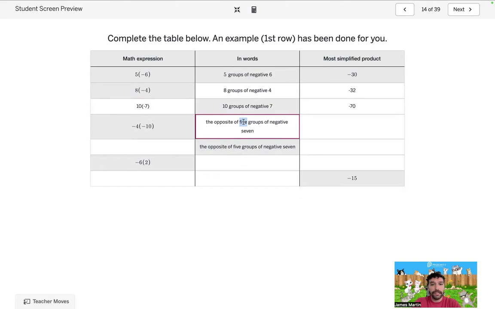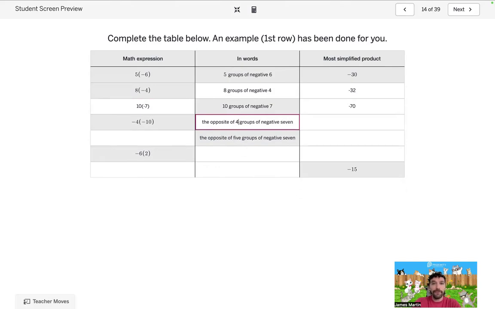So the opposite of 4 groups of -10. And if you want to just put the numbers, that's okay. So the opposite of 4 groups of -10. So remember, we have -10, but we have the opposite of that. And you guys know what's the opposite of a negative? Excellent. Thank you, Brandon and William. I know you guys are usually pretty quiet, but I appreciate you being loud today. But yes, the opposite of a negative is positive. So that is why our answer here is positive 40.